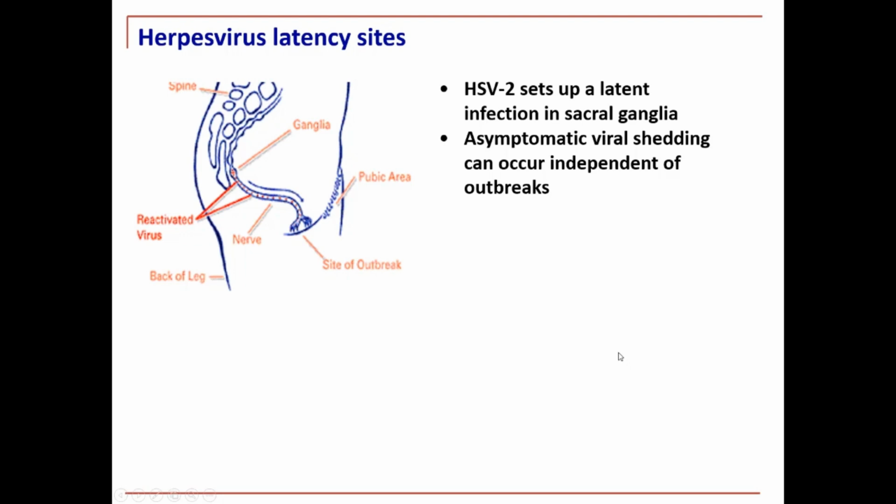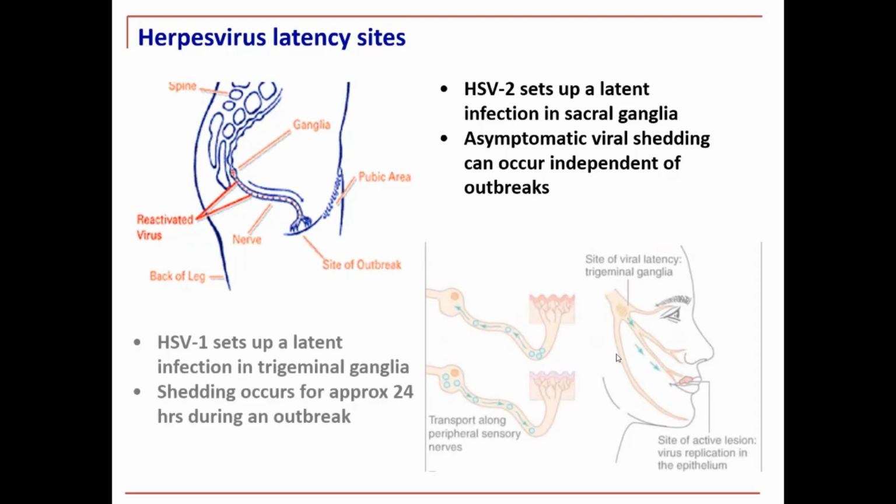So where are those latency sites? Well, HSV sets up a latent infection in the sacral ganglia, and asymptomatic viral shedding can occur independent of outbreaks, and we talked about that a little bit earlier. HSV-1 can set up latent infections in the trigeminal ganglia, and shedding occurs for about 24 hours during an outbreak. And again, this is most commonly, as we've talked about, on the lips, where you get the active lesion forming.